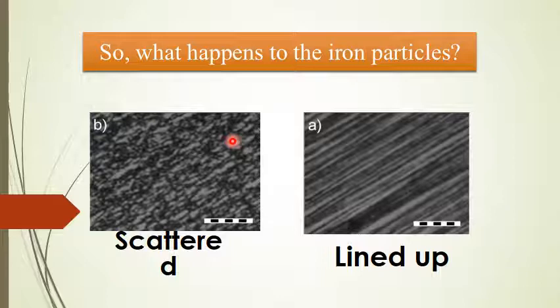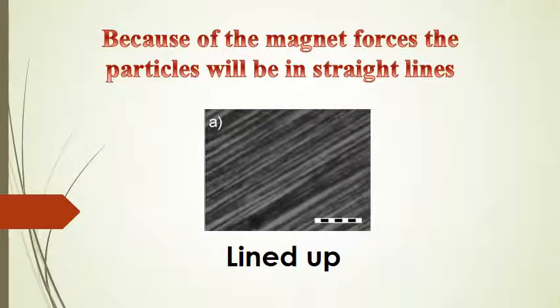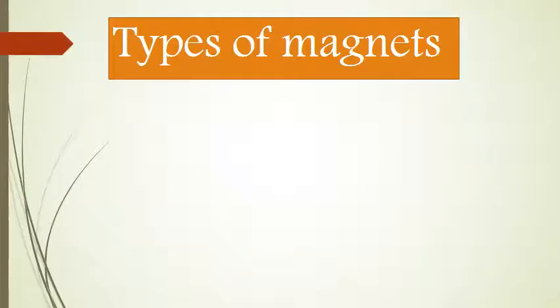Magnets, or the magnetic field, or the word magnet, is a type of force, a pulling force, like the forces that we've learned in the previous lessons. So this is what happens when we get the iron nail closer to the magnet. The particles inside it start to rearrange and line up, as you can see. Because of the magnet forces, the particles will be in straight lines, as you can see.